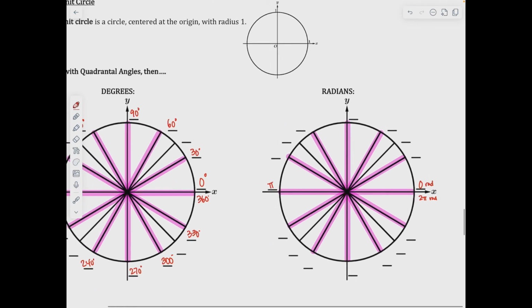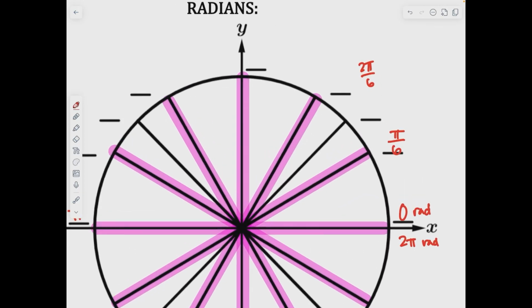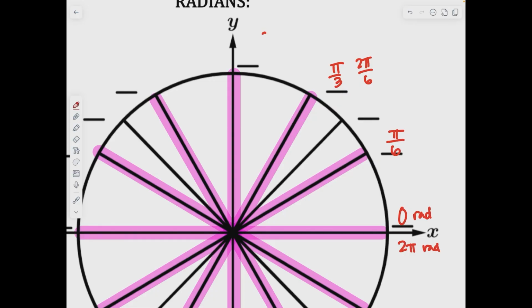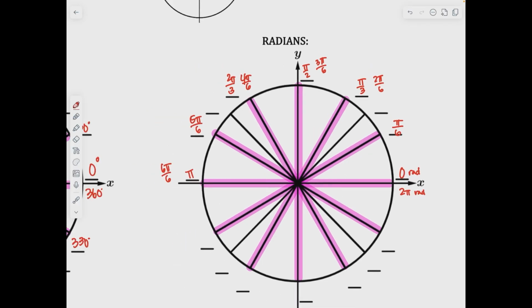Now 30 degrees, notice that when we do this, we cut it into 6 pieces of pi. 1, 2, 3, 4, 5, 6. So because of that, that means that 30 degrees is 1/6 of it. So what that means is this is 1 pi over 6. This is going to be 2 pi over 6. But what I'm going to do is reduce it. That's pi over 3. This is 3 pi over 6. That's half of pi. This is 4 pi over 6. Again, I'm going to reduce it. 2 pi over 3. This is 5 pi over 6. This is 6 pi over 6.